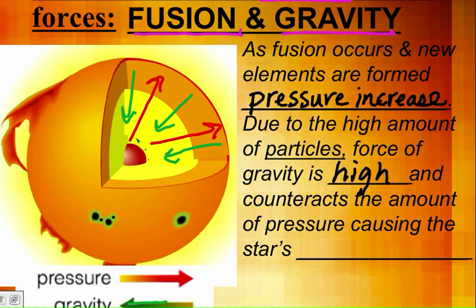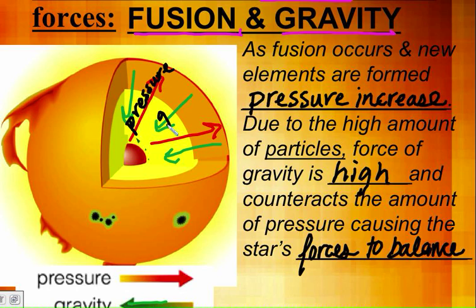And so those two things counteract each other, and these two forces actually balance each other out, keeping the star functioning and performing more fusion, but keeping it balanced at the same time. So make sure on your little diagram there, you draw in and you label that the pressure here is going outward, while the gravity is kind of keeping it in check.